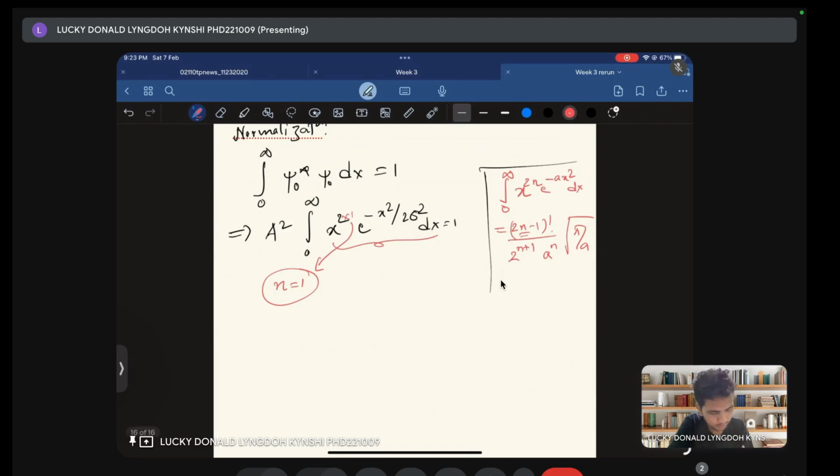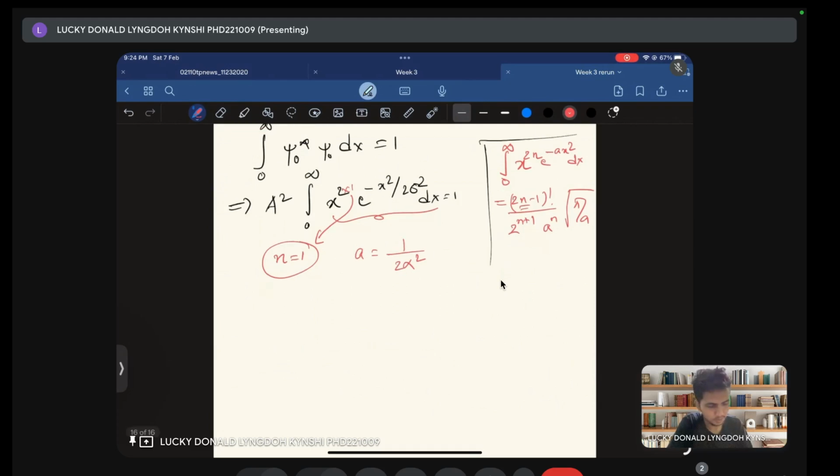So n is equal to 1, and a here is equal to 1 divided by 2α². Using this equation, you will have A equal to 1 divided by the square root of α³... this is not 1, this will be A equal to 2 and π.